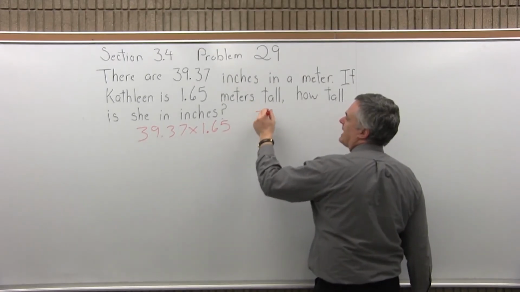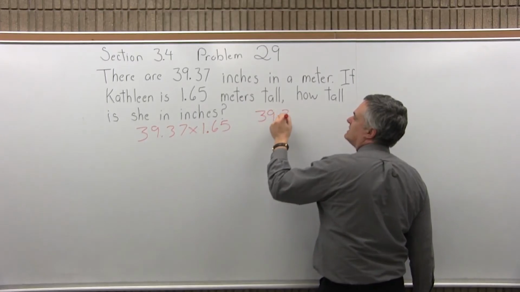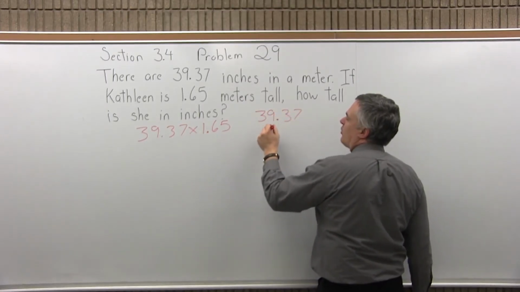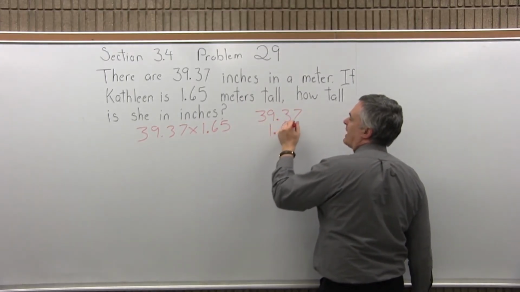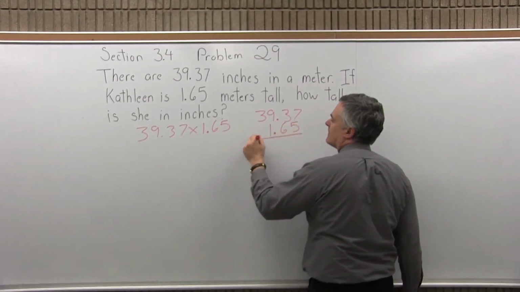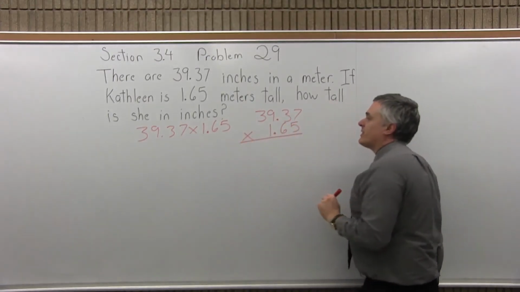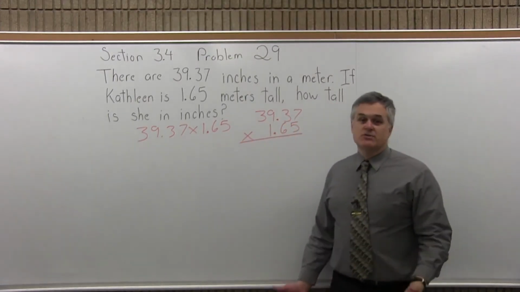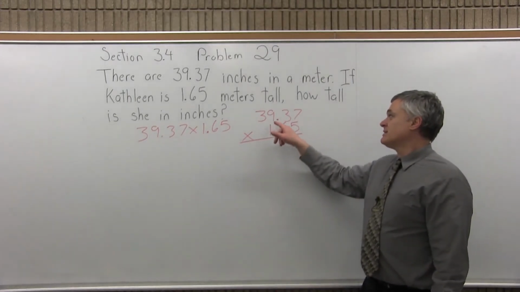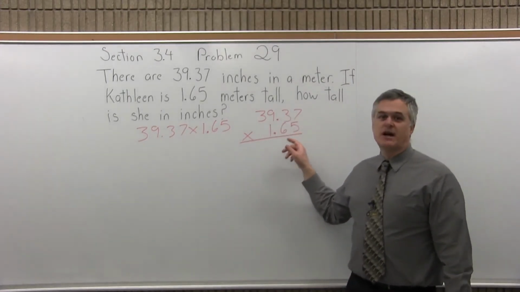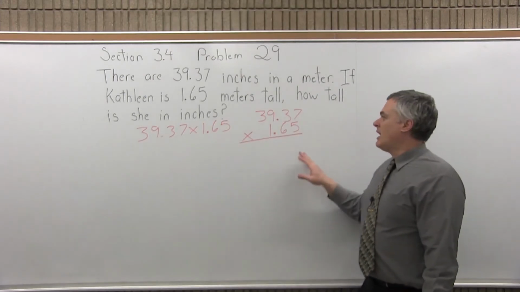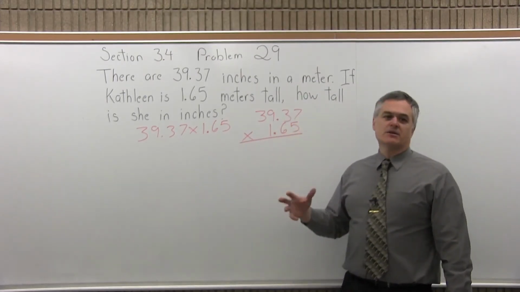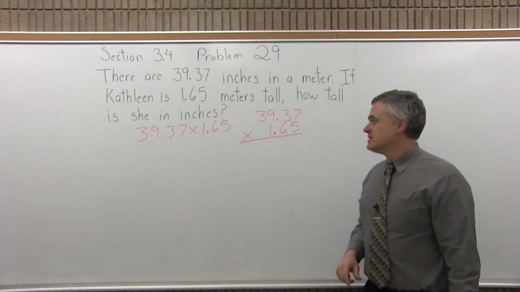So 39.37 times 1.65. So initially what you do is just ignore the decimals, pretend they're not even there. Multiply 3,937 times 165. It's going to be a big, big number. But then when you put the decimals back in, it'll get to be a more sensible size.